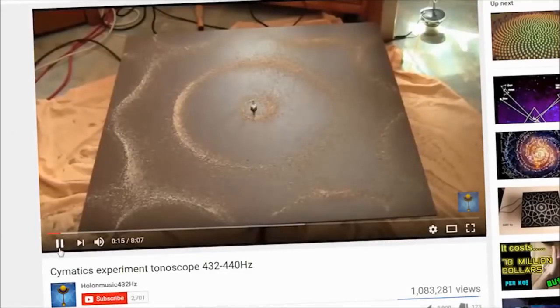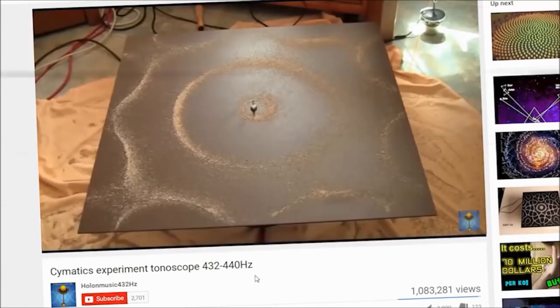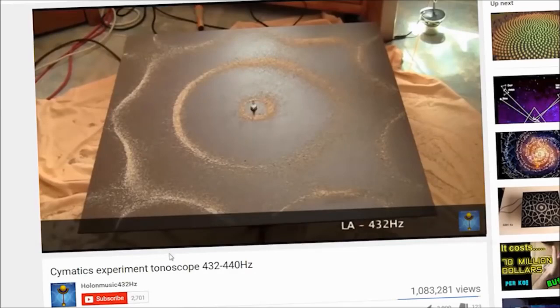Take a look at these different examples of how music played at 432 Hz forms different particle patterning than it does when played at 440 Hz. Take a look.